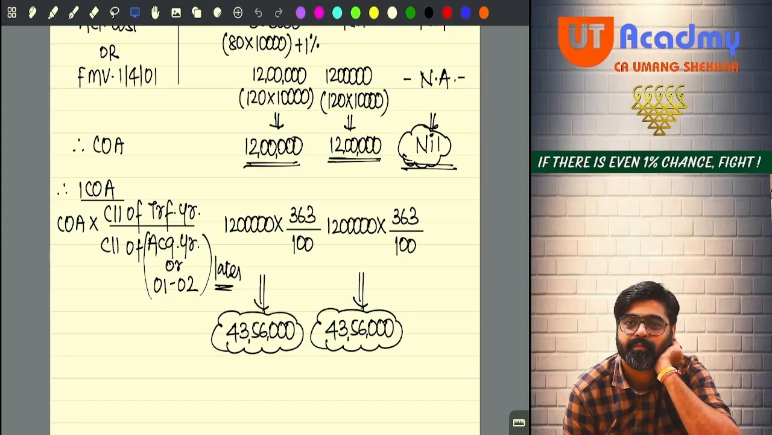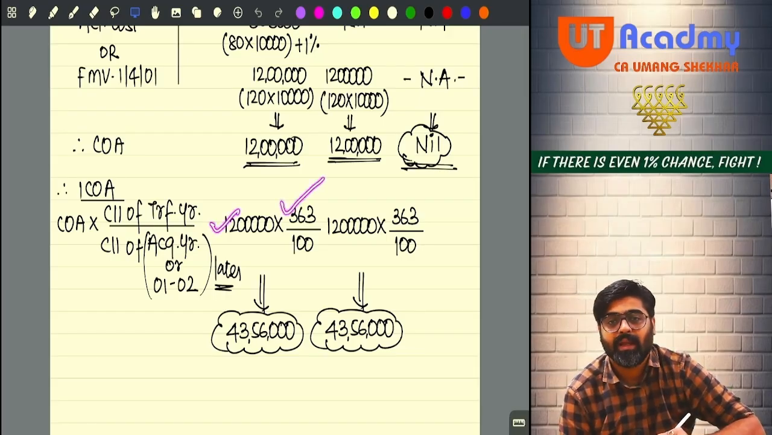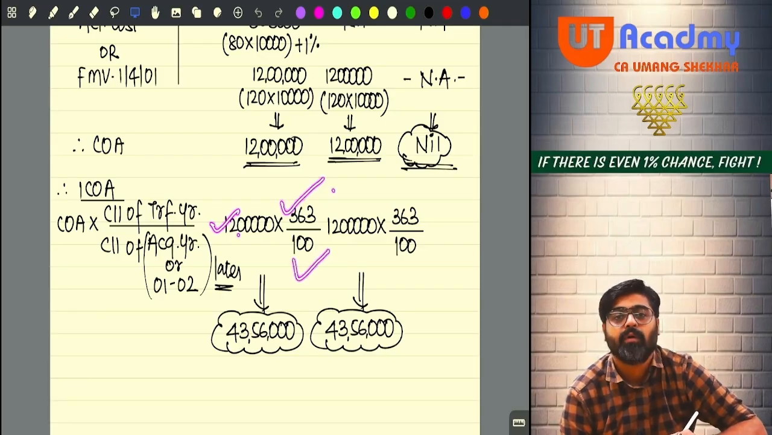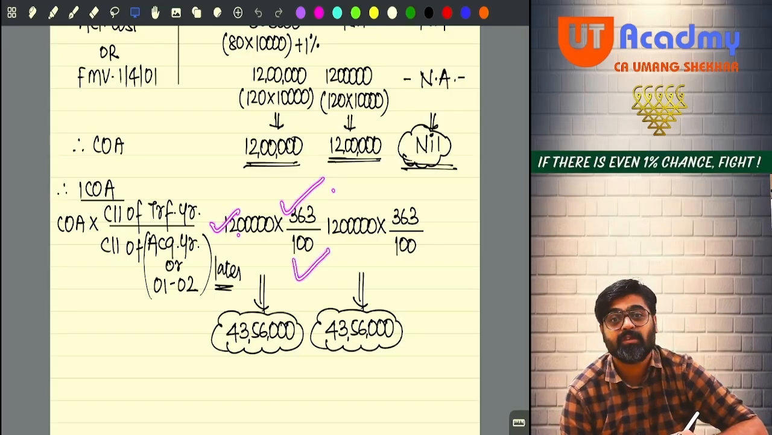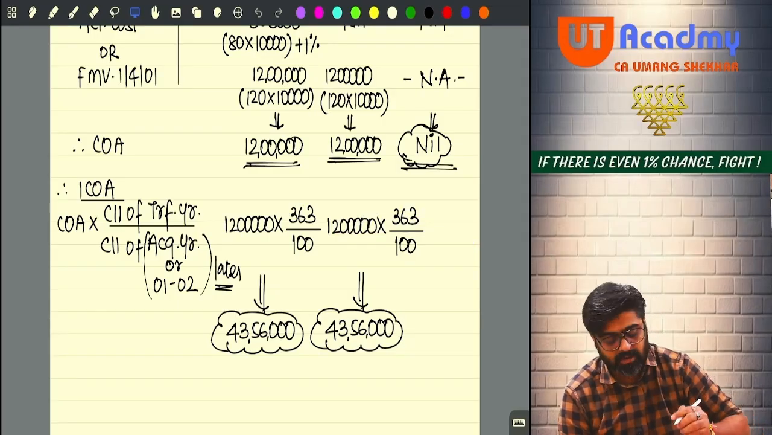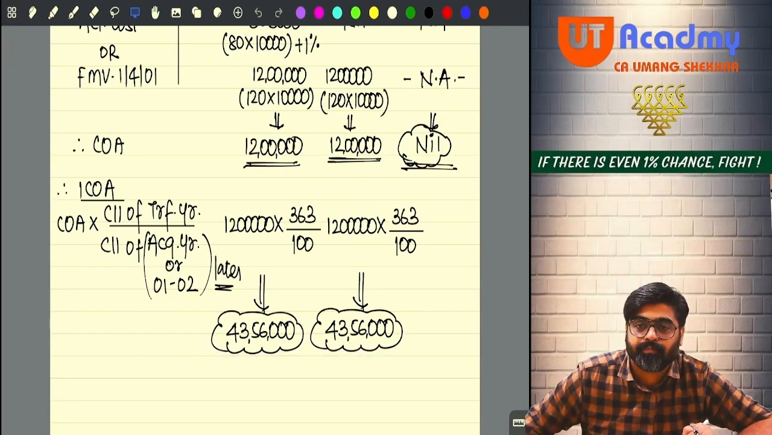Getting my point, everyone? So what will be the cost of acquisition? 12 lakh is your cost of acquisition, multiplied by CII of transfer year divided by CII of acquisition year or 01-02, whichever is later. Acquisition year was earlier, 01-02 is later, so divide by the CII of 01-02. Here also you will do the same thing. So 12 lakh into 363 divided by 100, 43,56,000. In both the cases you are going to get the index cost of acquisition.